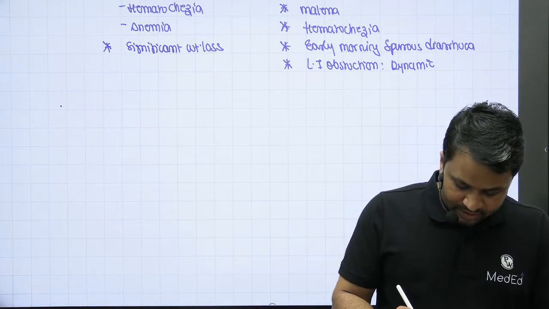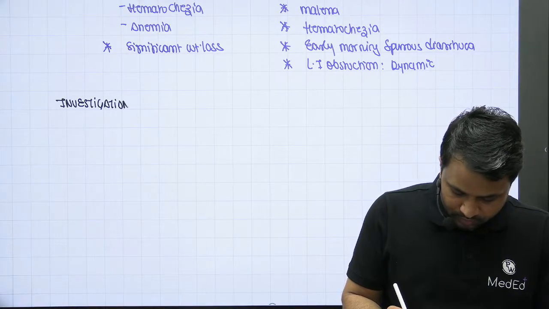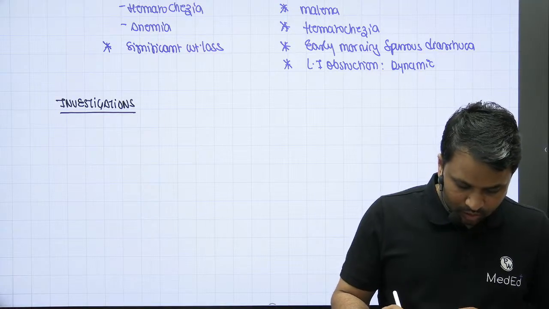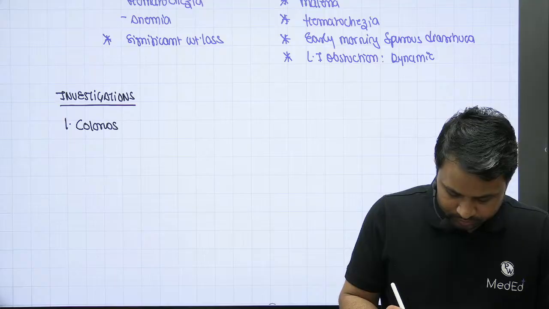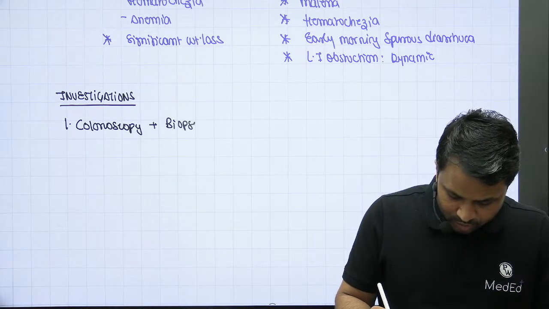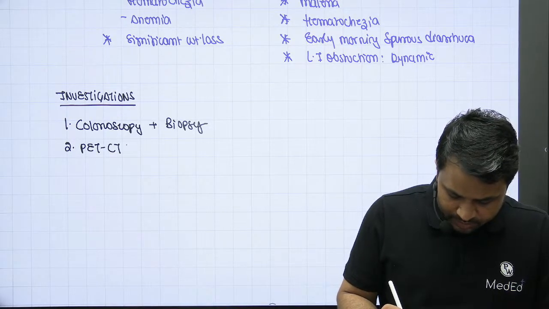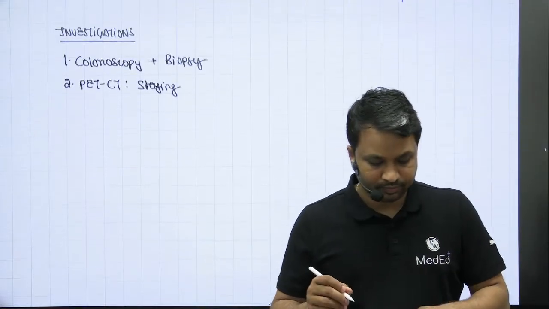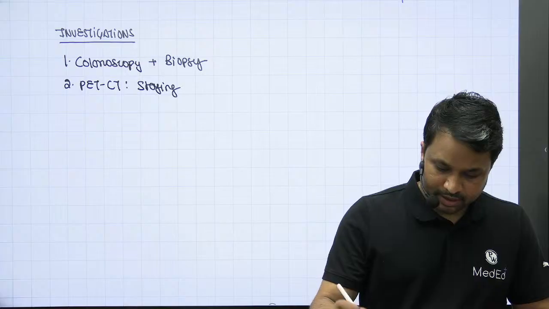In terms of investigations, number one, we have to do a colonoscopy with biopsy. You also have to perform the PET-CT, which is for staging. Now there is a staging that we follow, which is called the Duke staging.